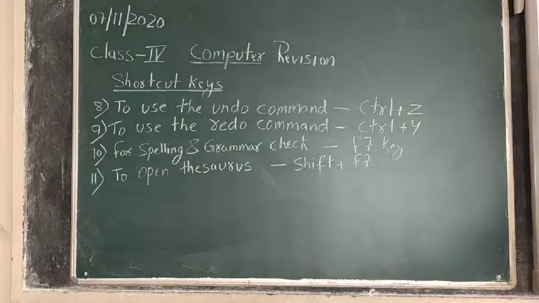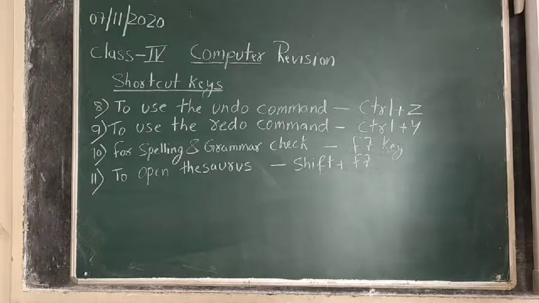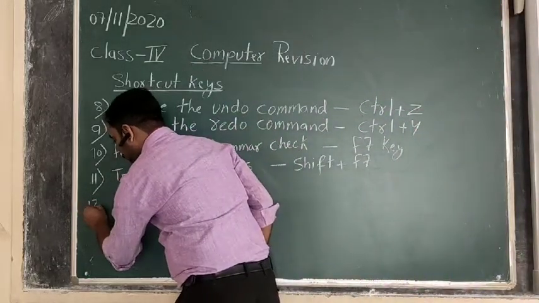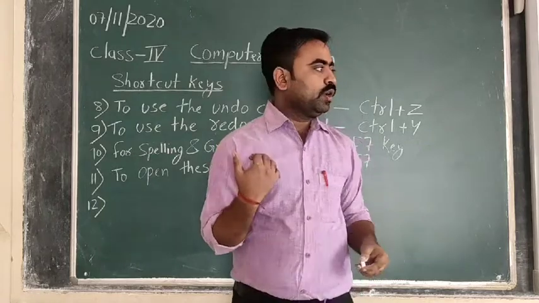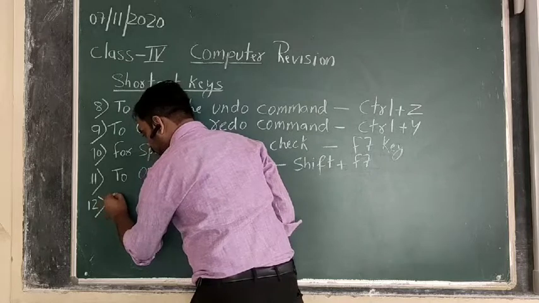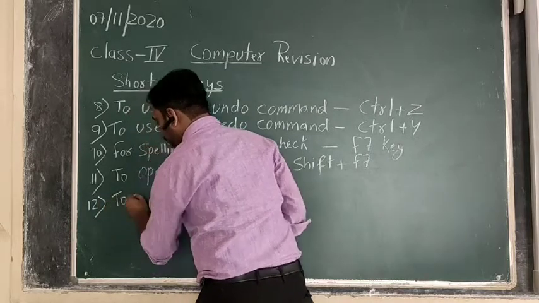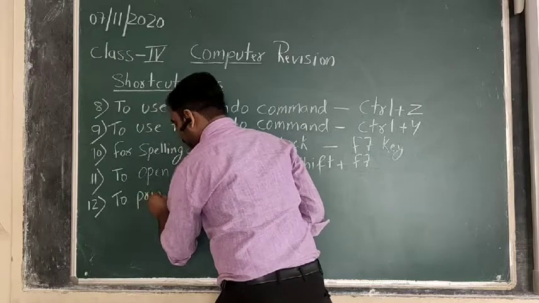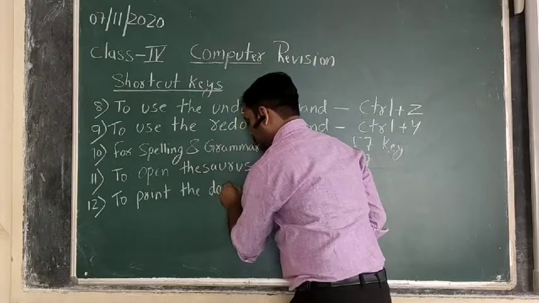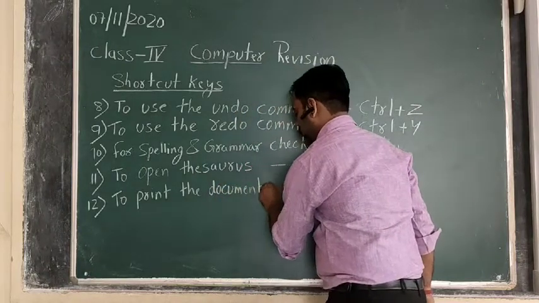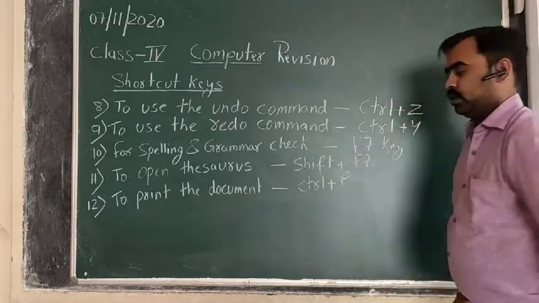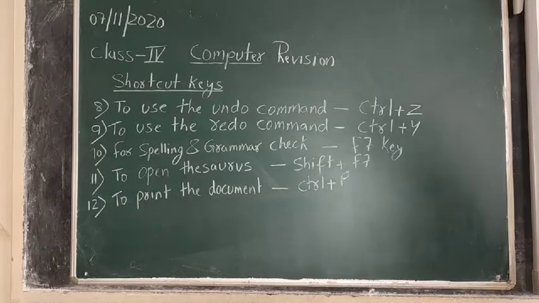Now, in order to print the document, suppose you want to take a printout or a hard copy of the document, then you can use the shortcut key Control plus P to print the document. Control plus P.